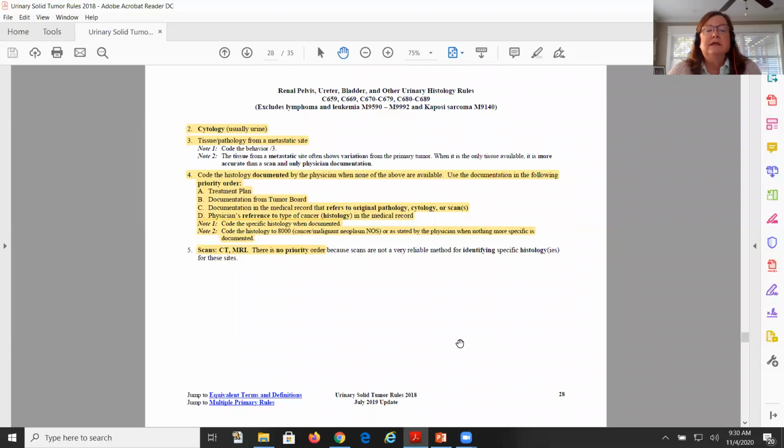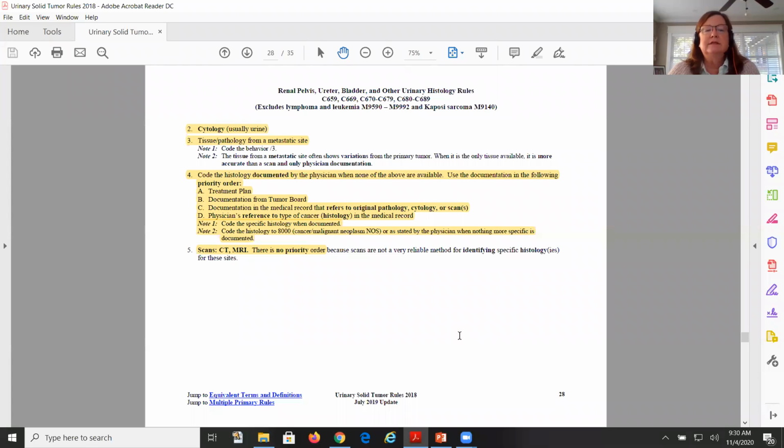Use the documentation in following order. So first would be from the treatment plan, then next from the tumor board, next from documentation in the medical record referencing the original pathology, cytology, or scans. And then next would be the physician's reference to the type of cancer in the medical record. And lastly would be from your imaging.